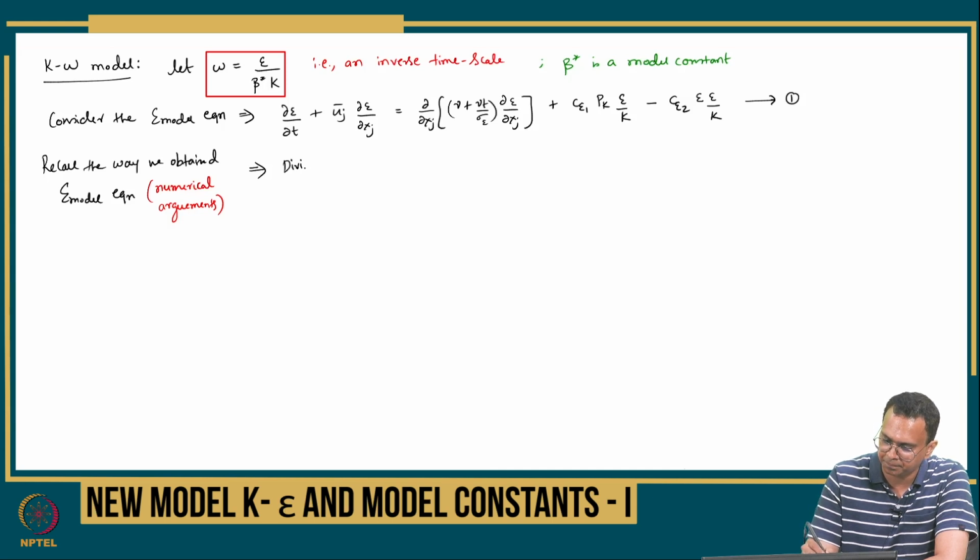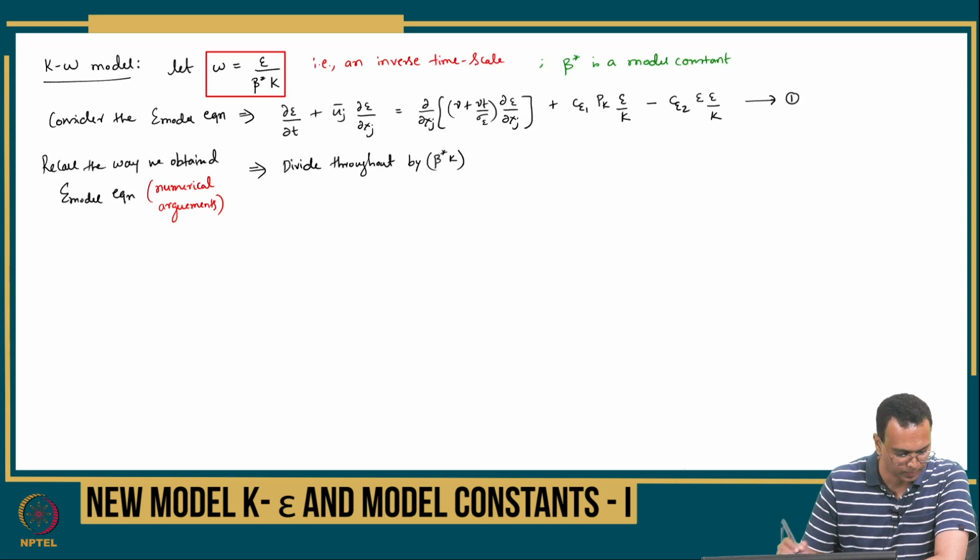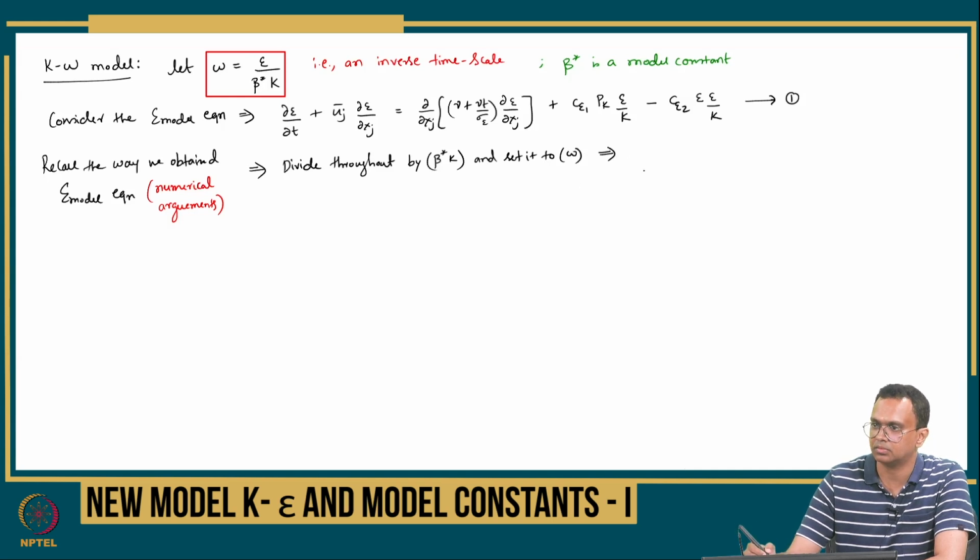So what I am going to do is divide throughout by beta star k, and set it to omega, that's what we want, right? So this is of course a purely numerical argument.